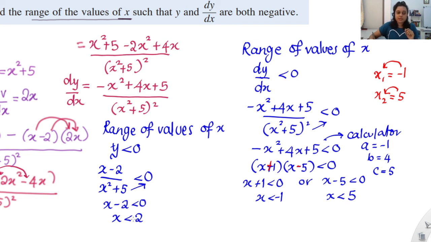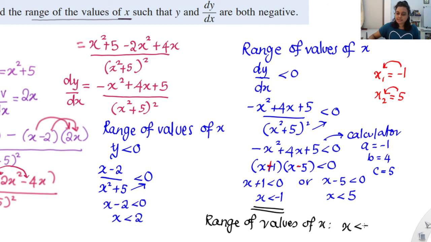So now which one here is showing negative range of values of x? So this one you don't even have to use number line. You can straight away select this. So the range of values of x is x lesser than -1. Why we choose this? Because they want the range to be negative. Negative means you have to choose all towards this side. Okay, so all right, I think that's all.